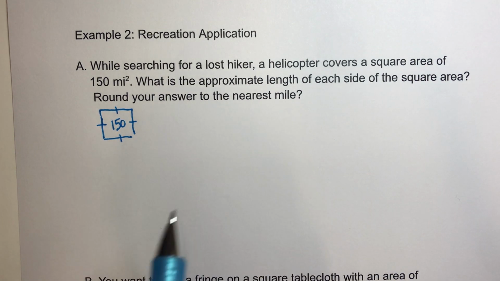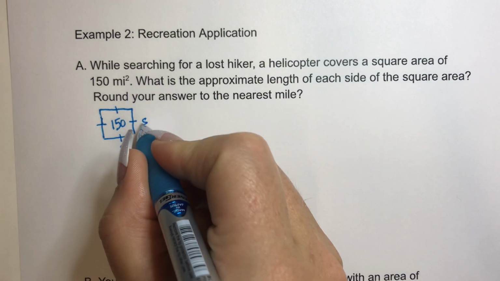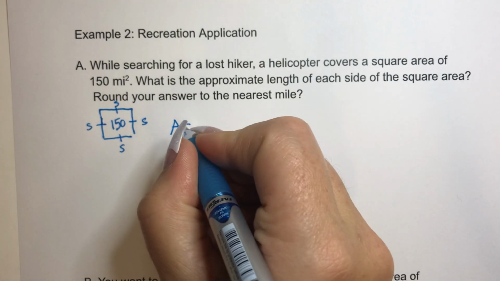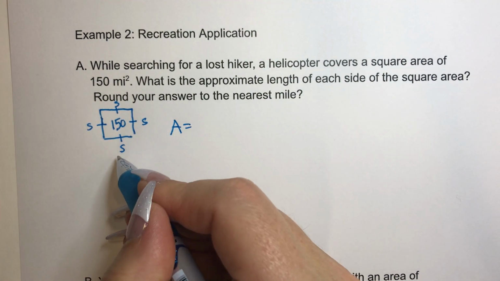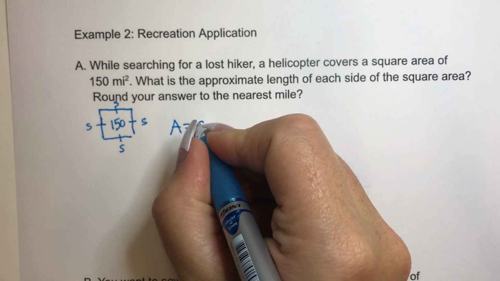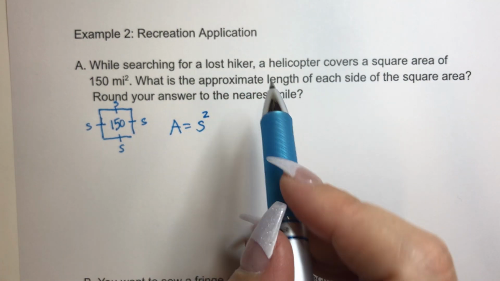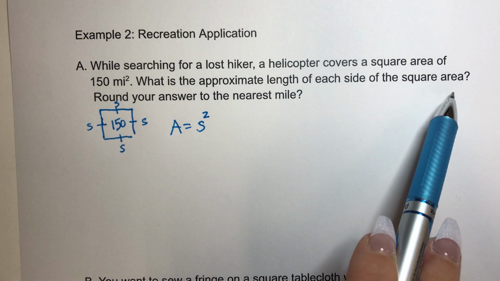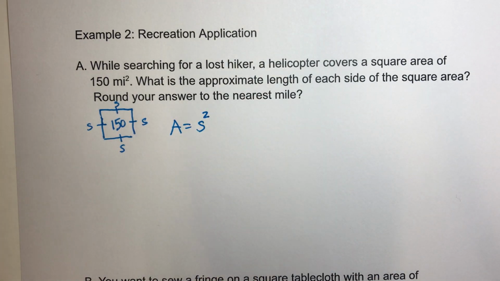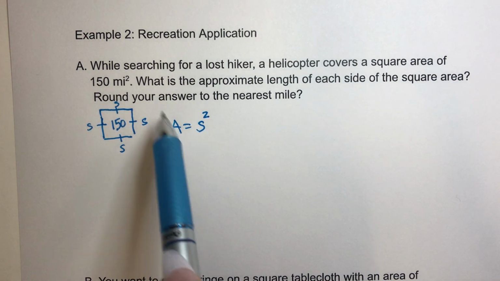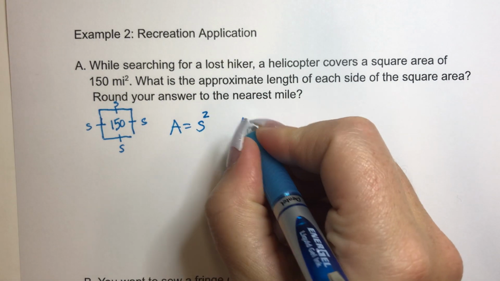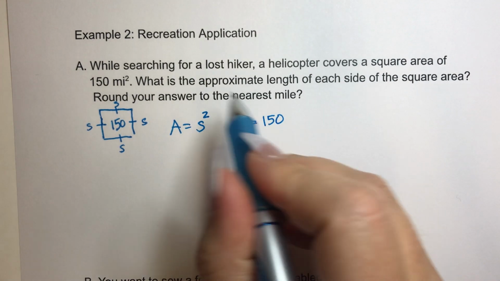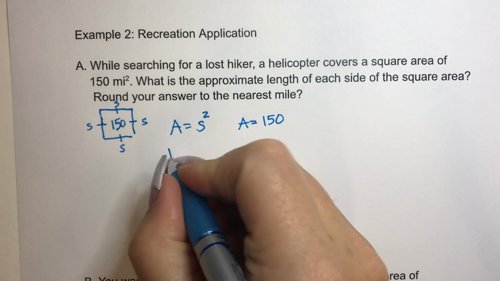So we know that all the sides are the same. So this is going to be a side, this is a side, this is a side, this is a side. We know the area of this is length times width, or if this is a side and this is a side, that's the same thing as side squared. What is the approximate length of each side of the square area? Round your answer to the nearest mile. Okay, great. So we know the area is equal to 150, right? So we're going to substitute that in for area.